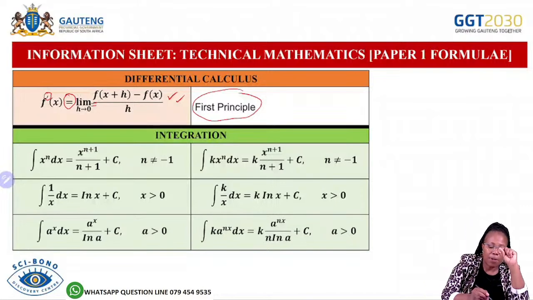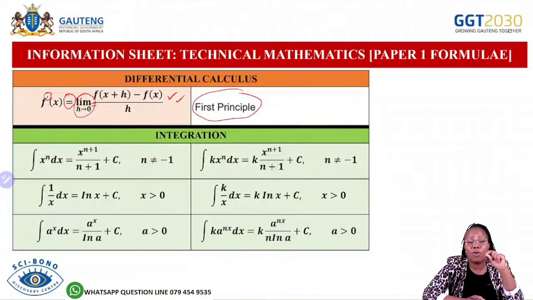And then some learners omit this limit. They only write f(x+h) minus f(x). It's also a notation error, grade 12. Please always visit your formula sheet to ensure that you select your formula correctly or you copy it correctly.